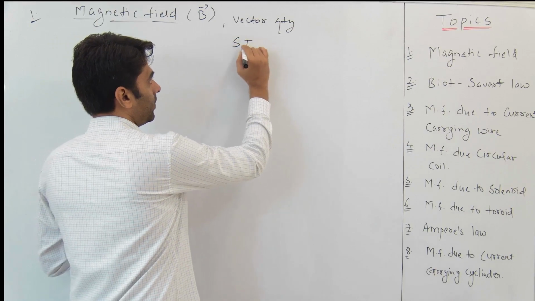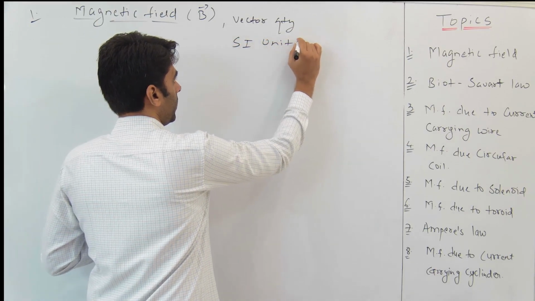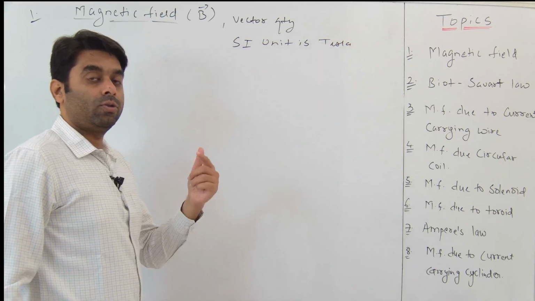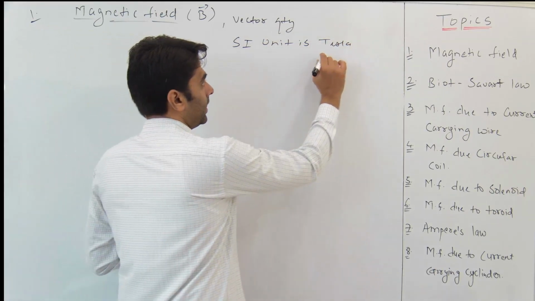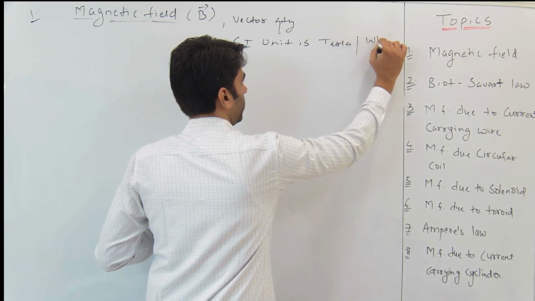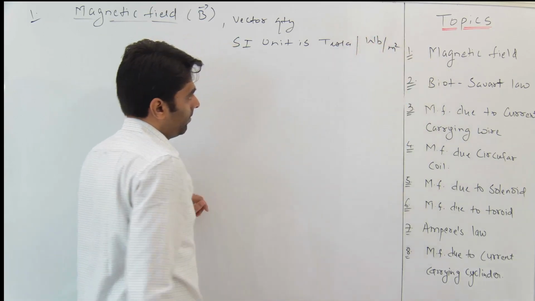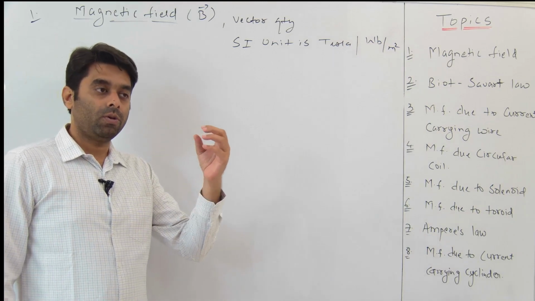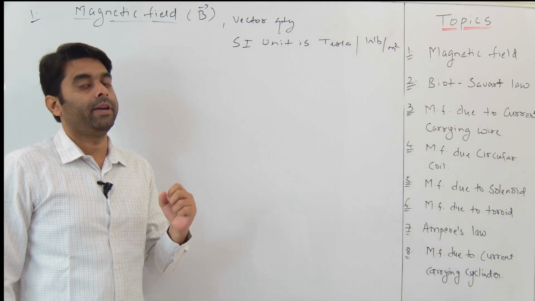SI unit is Tesla, right? Tesla is also Weber per meter square. Fine. Now if we talk about which charges or which elements are producing magnetic field, let us discuss.